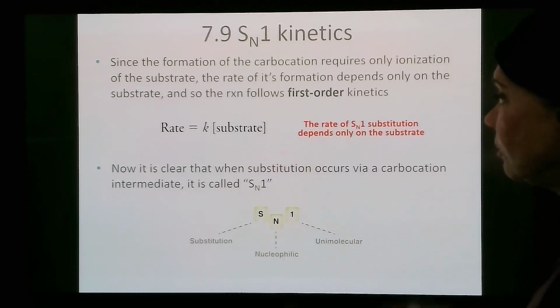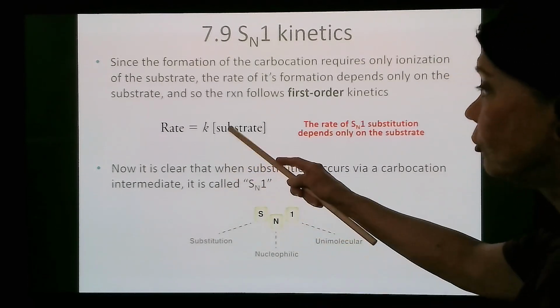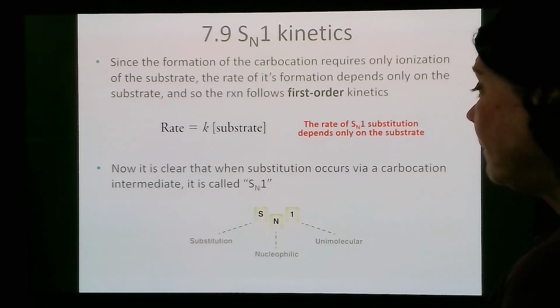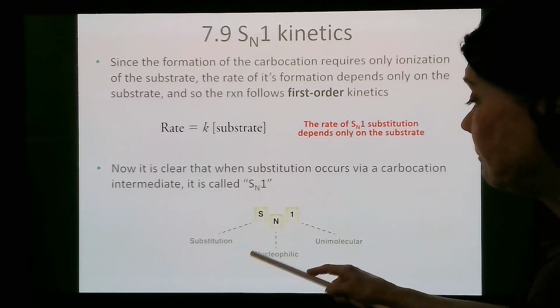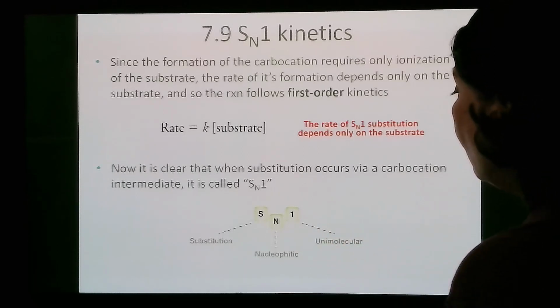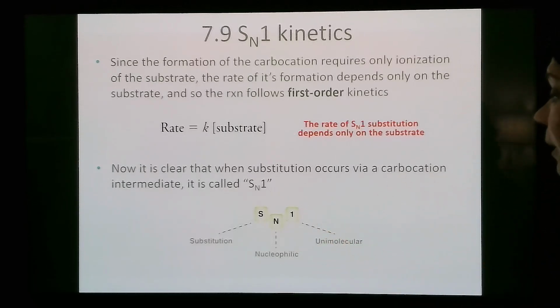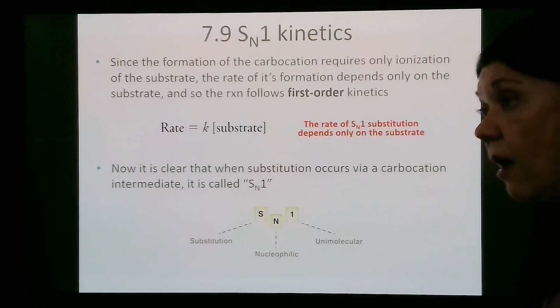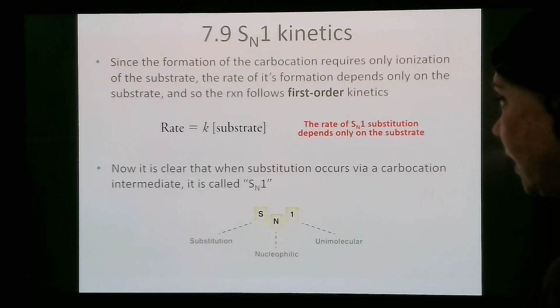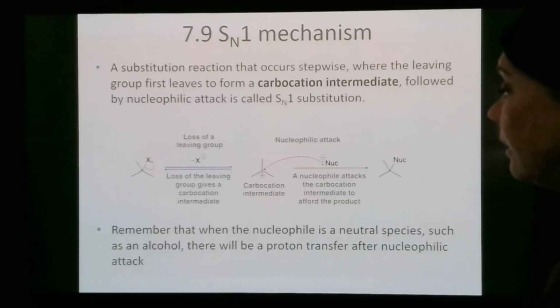Here, once again, this is the way that you describe the rate. S is for substitution, N is for nucleophilic, and 1 means unimolecular. It means 1 molecule involved in the rate determining transition state. First order kinetics.